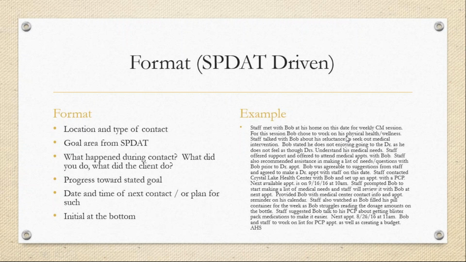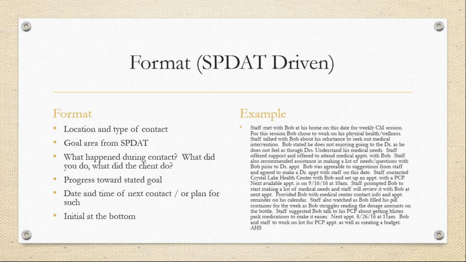Staff talked with Bob about his reluctance to seek out medical intervention. Bob stated he does not enjoy going to the doctor, as he does not feel as though doctors understand his medical needs. Staff offered support and offered to attend medical appointments with Bob. Staff also recommended making a list of needs and questions with Bob prior to the doctor's appointment. Bob was agreeable to suggestions and agreed to make a doctor's appointment with staff. Staff then contacted the health center with Bob to set up an appointment for a primary care physician.